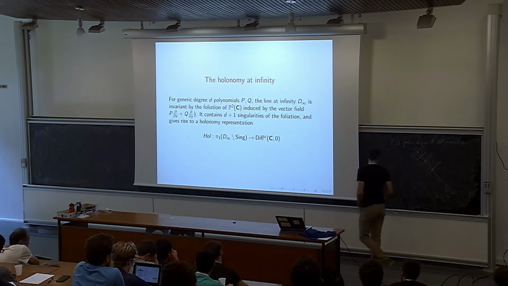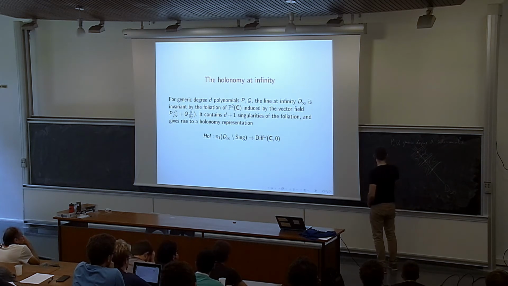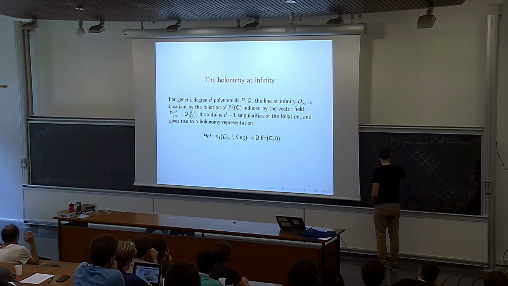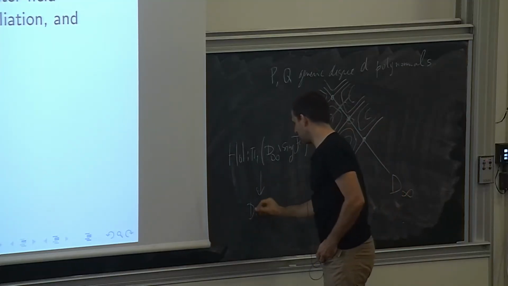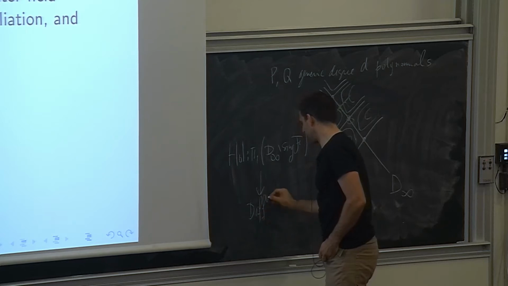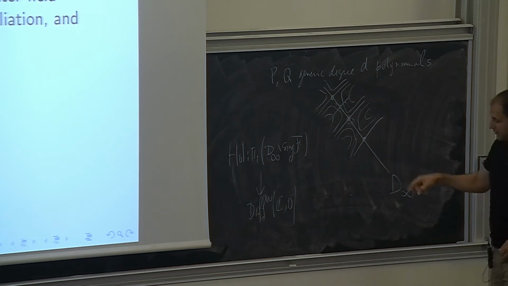Right. And so you get a representation, the holonomy representation, from the fundamental group of the line at infinity minus the singularities of the foliation to this group of germs of diffeomorphism of the complex line that fixes the origin.